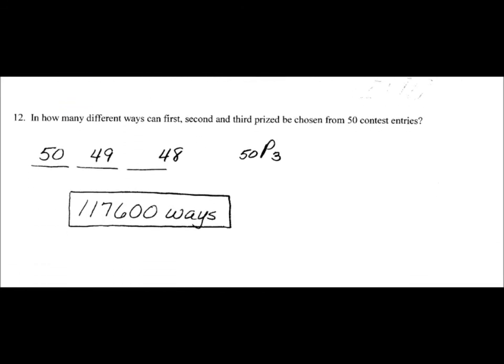And here we see the very last one. We have a contest, and we have 50 entries. We're choosing 3, 50 times 49 times 48, 117,600.